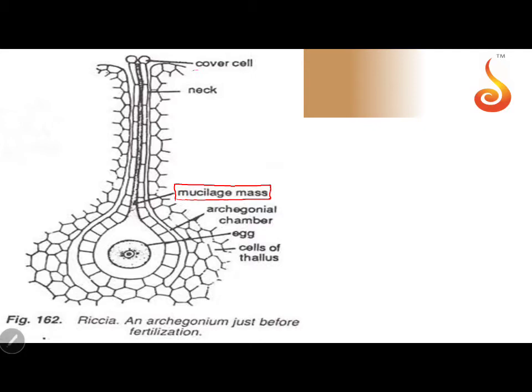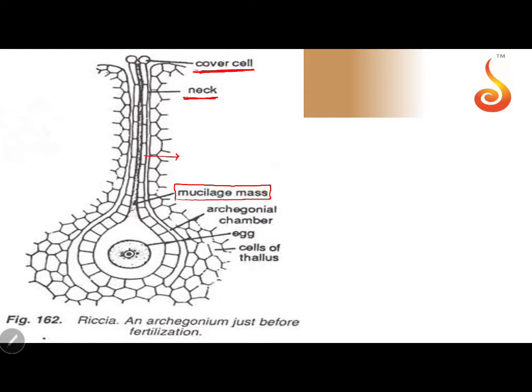Cover cells. The mouth of the archegonium is covered by two cells. This is a vertical section. So those cells which cover the opening of the archegonium are cover cells. Then I have an extended structure called as neck, and we have a mucilage.